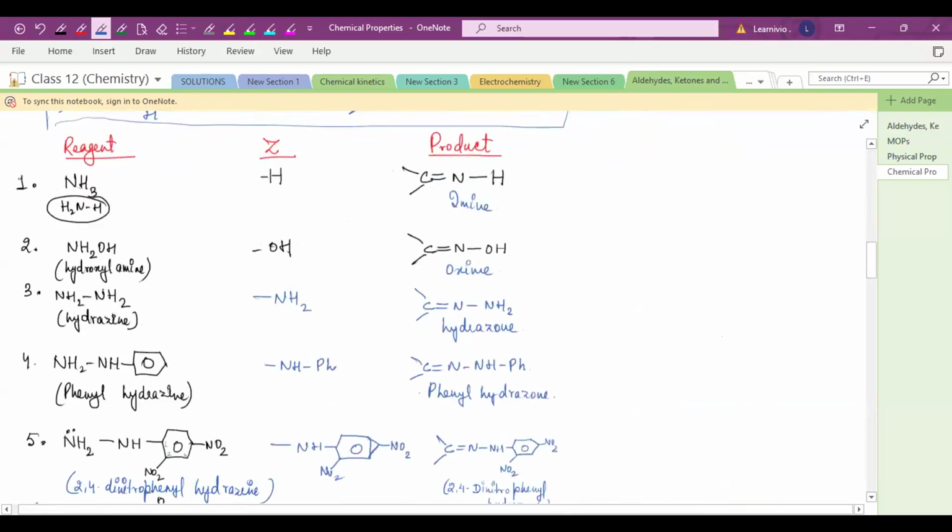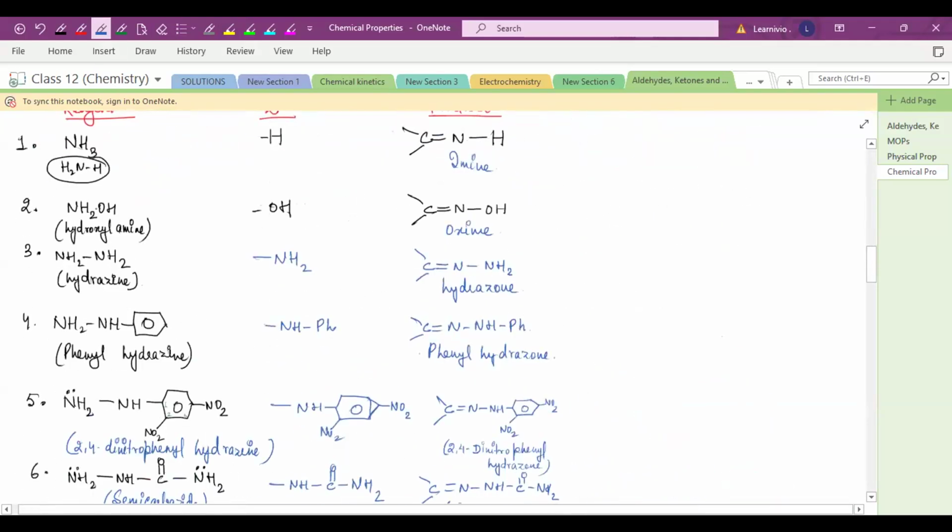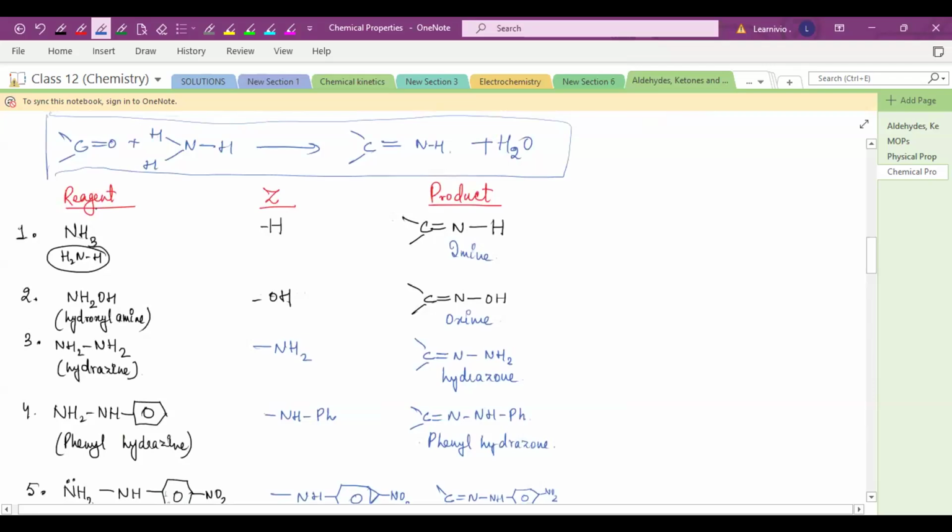For NH2OH, this is the reagent. In each and every reaction, we are just treating it with carbonyl compounds. This is the reactant. The reactant is the same, just the reagent is changing, and accordingly the product will change. Only the Z group in the product will change. The carbon double bond nitrogen will be fixed. Is it clear?